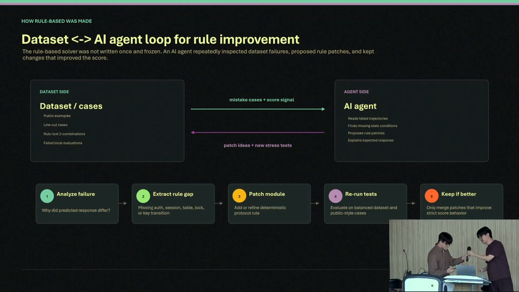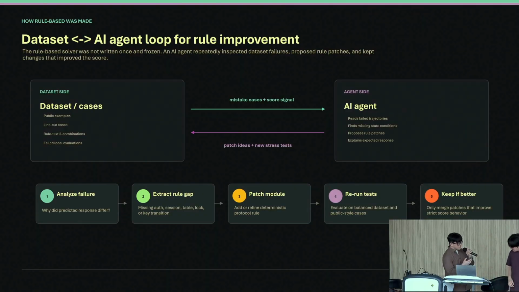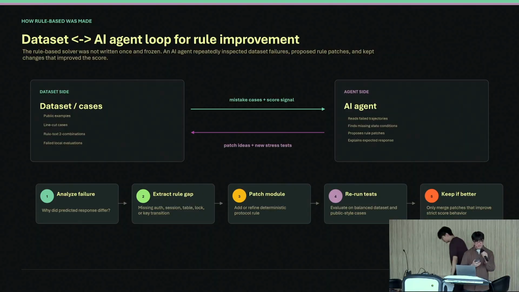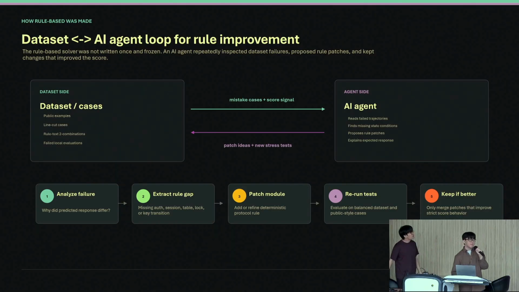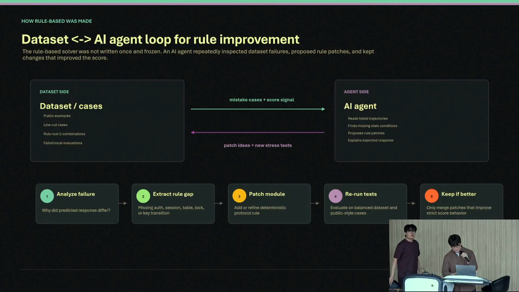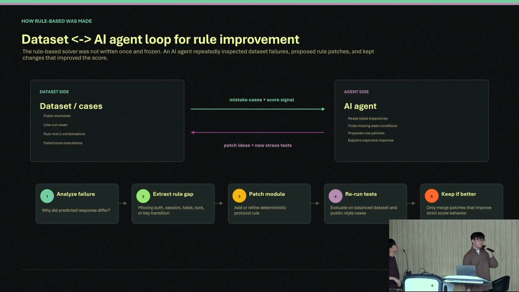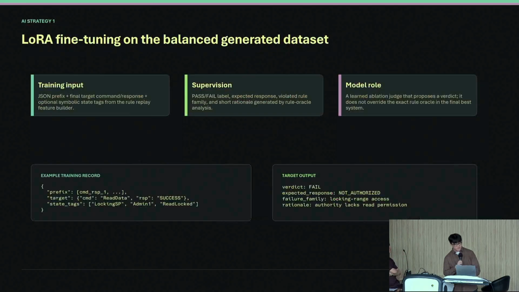Okay, so far we've seen the rule-based verifier and how an AI agent helped us build the rules. The second half of this presentation looks at the opposite direction. Can we make the AI actually generate the verdict itself? We tried two strategies, and the first one was simply fine-tuning using LoRA.